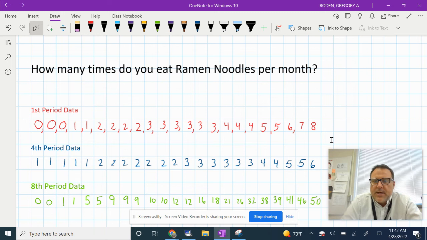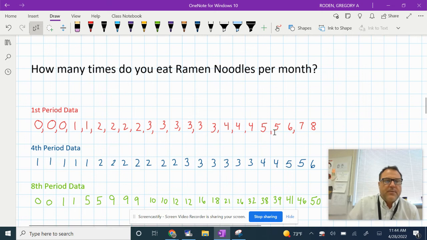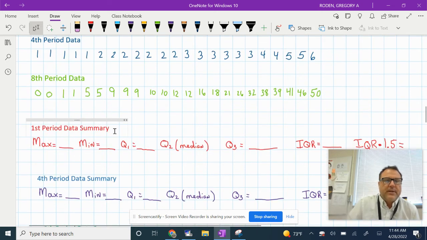I asked this question, and then I got data from my first period class, my fourth period class, and my eighth period class. I want to put them on the same box and whisker, and see how different kinds of data affect the shape of your box and whisker graph. Okay, so let's go ahead and do that. The first thing we want to do is a first period data summary.